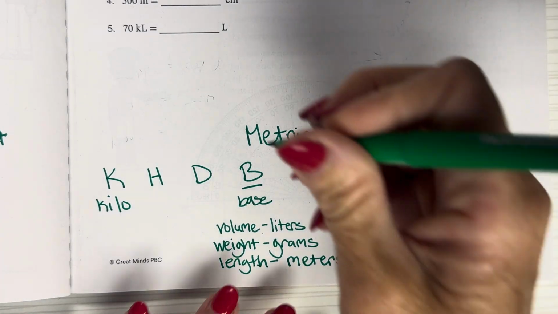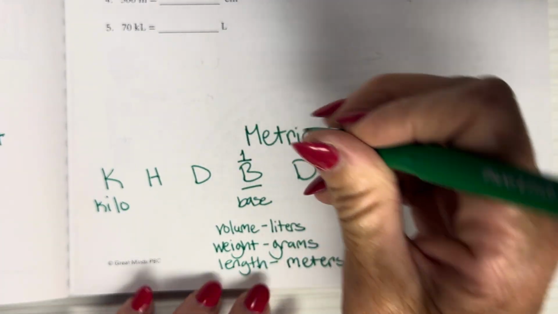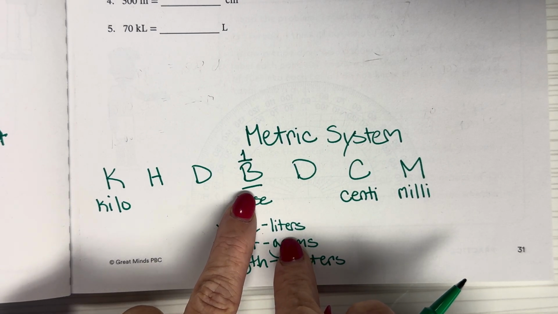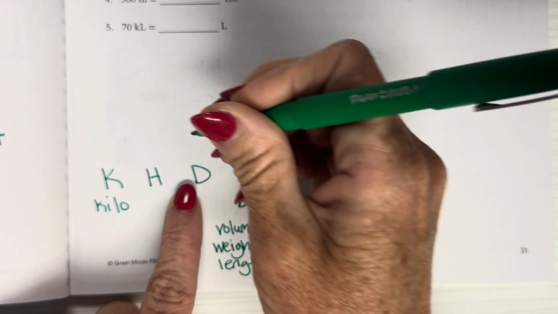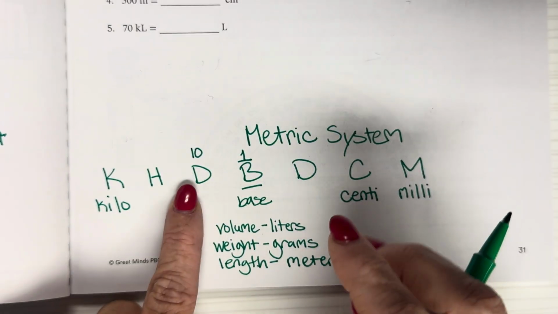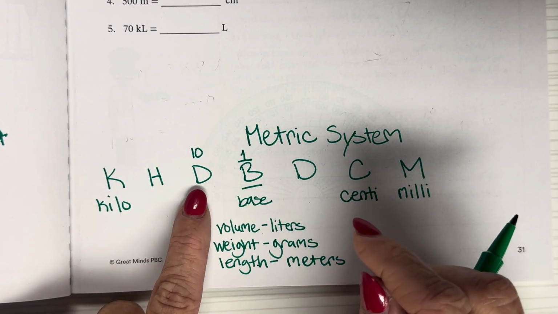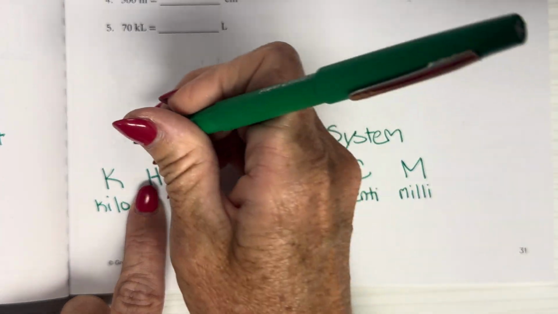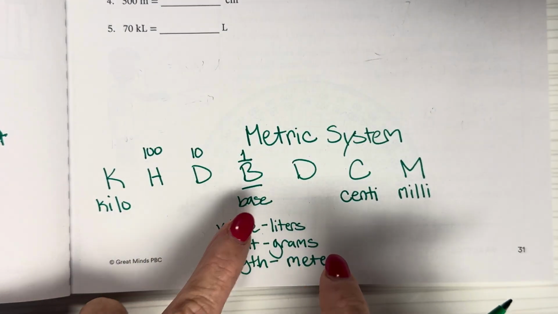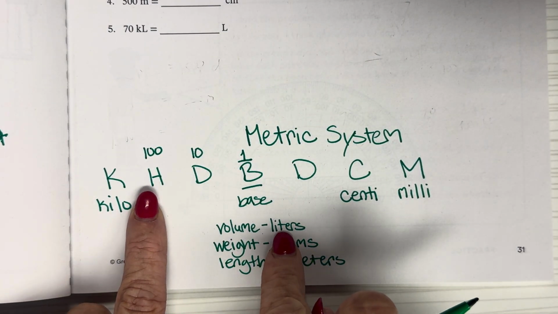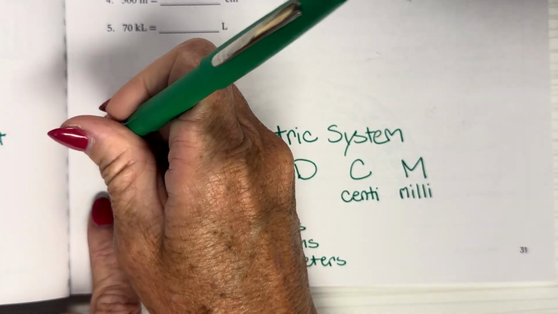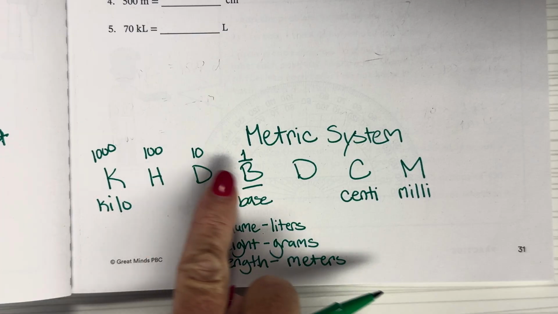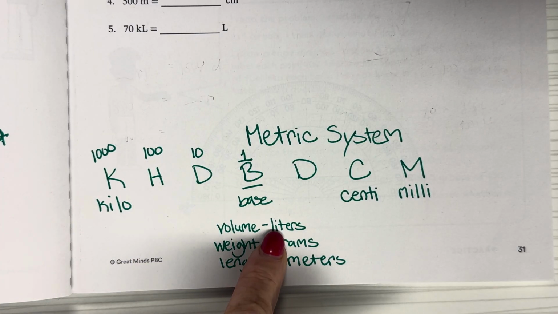So for example, if I had 1 liter, that's my base, the next one would mean I have 10 of them. And this is a deca, but we're not going to use that. This one would be 100. I have 100 of them. This is worth 100 liters. And the one that we're going to be using a lot is kilo, 1,000. This is worth 1,000 liters.